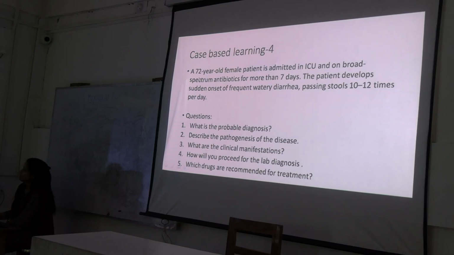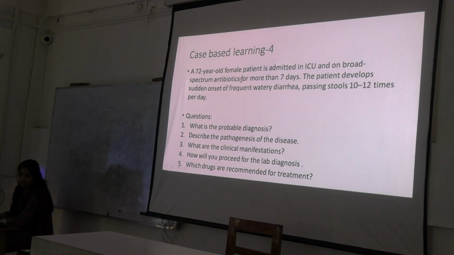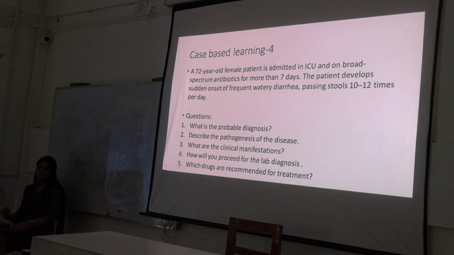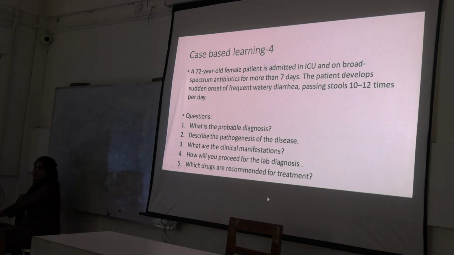A 72 years old female, extreme of age, admitted in ICU, on broad spectrum antibiotics for more than 7 days, let's say more than 10 days, about 14 days of administration of broad spectrum antibiotics, and she developed sudden onset of frequent watery diarrhea, passing stools 10 to 12 times per day. What do you think this is? Which organism? Clostridium difficile.